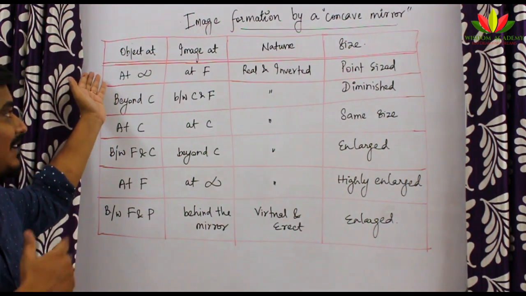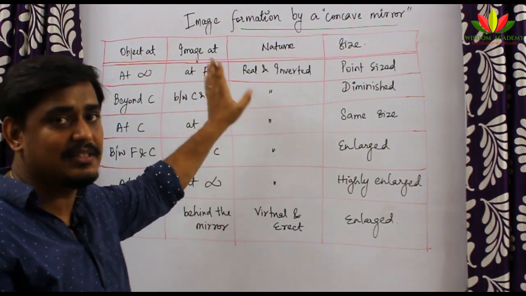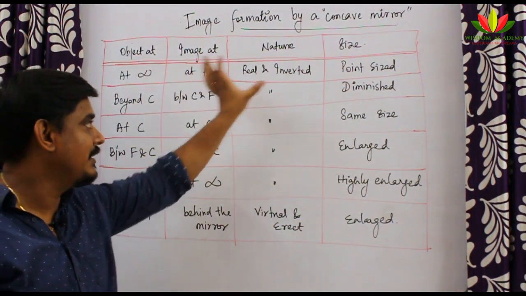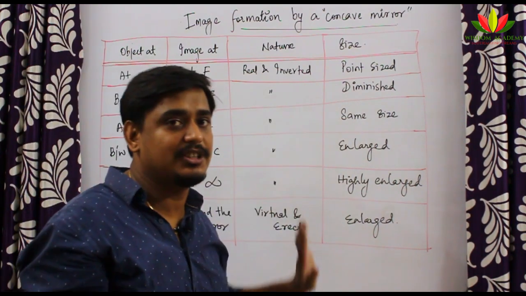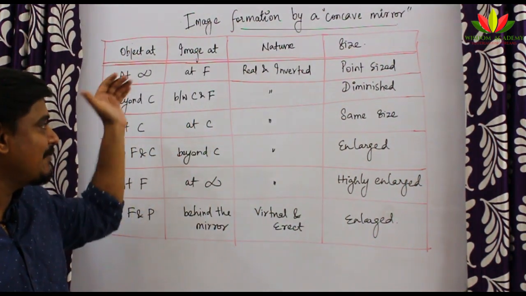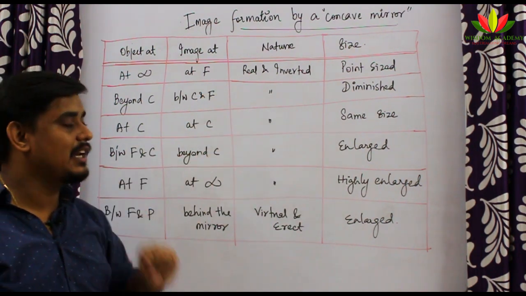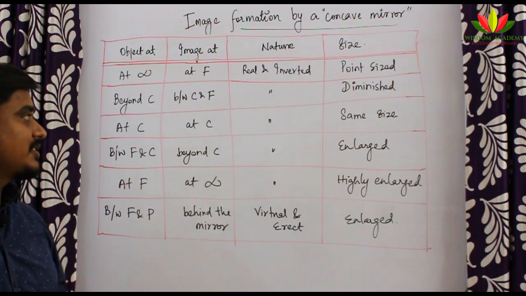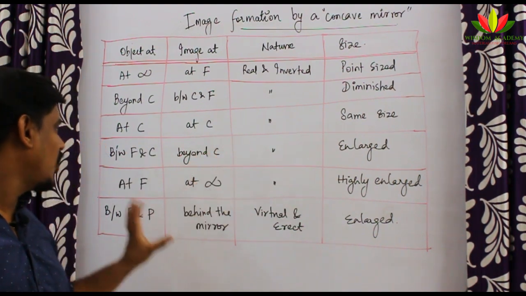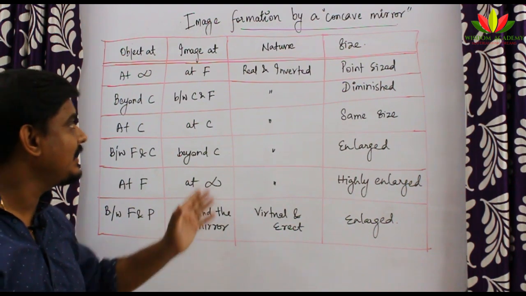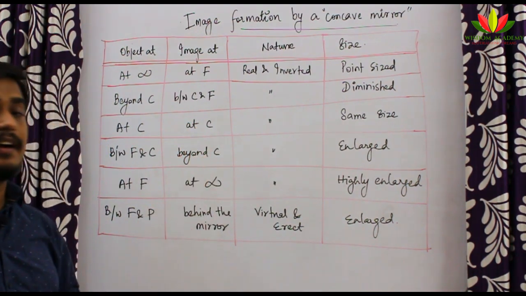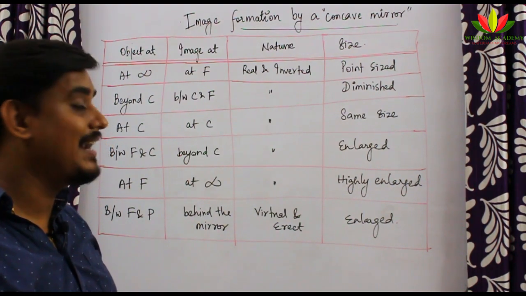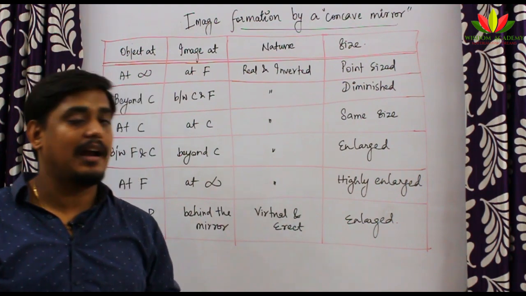When the object was at infinity, image was at focus, nature was real inverted, size was point sized. Object beyond C, image was between C and F, nature same real inverted, size was diminished. When the object was at C, image also at C, nature was real inverted, size was same size. Object between C and F, image was beyond C, real inverted, enlarged. Object at F, image went to infinity, nature was same real inverted, size was highly enlarged, and the object between F and P, image was behind the mirror, it was virtual and erect and enlarged.